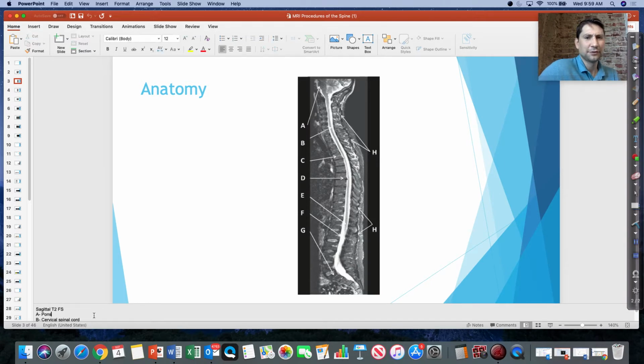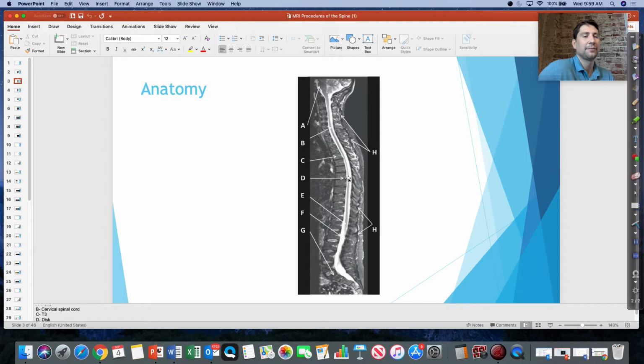So B is your spinal cord, C is your thoracic vertebrae. We can count. So we got 2, 3, 4, 5, 6, 7. T1, 2, 3, 4. That's T4. We have a disc, which is D. So if that's T4, T5, T6, T7, T8 disc, intervertebral disc, which is impinging on the spinal cord.